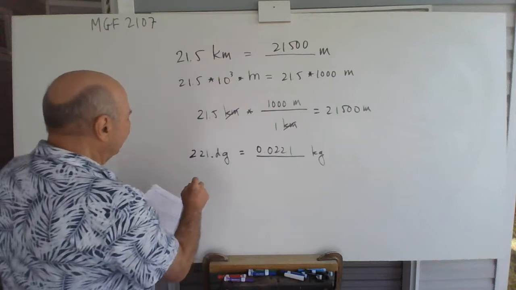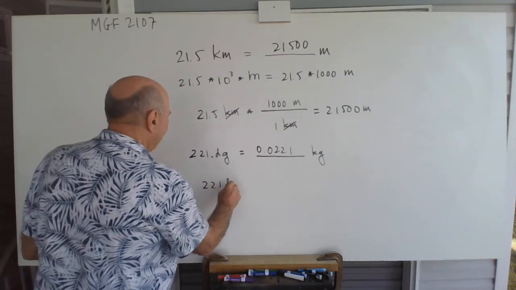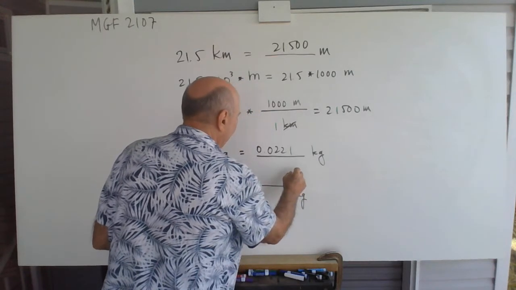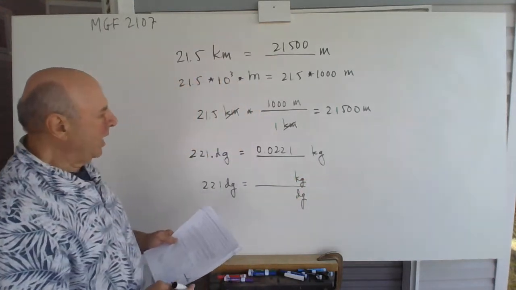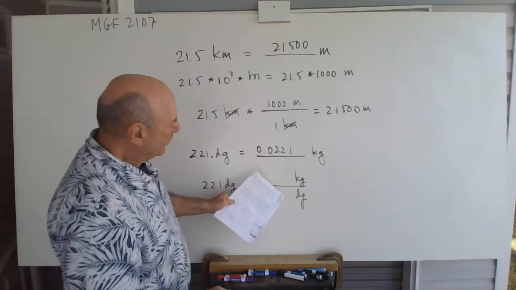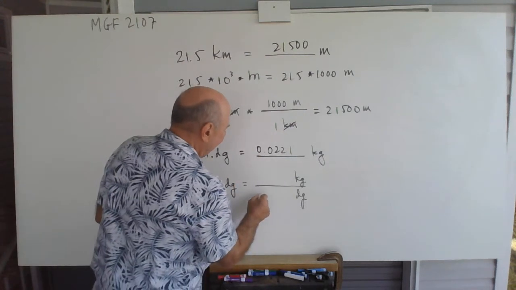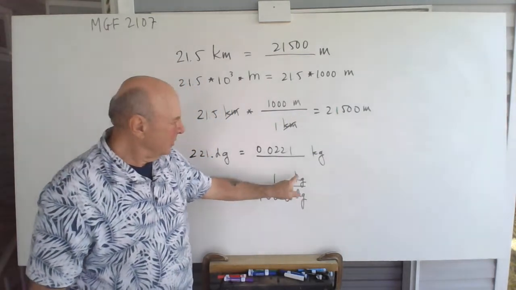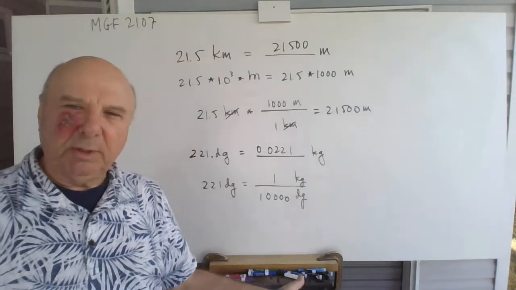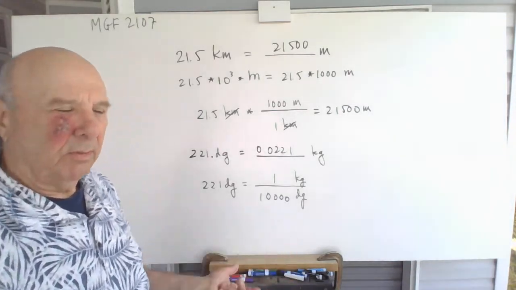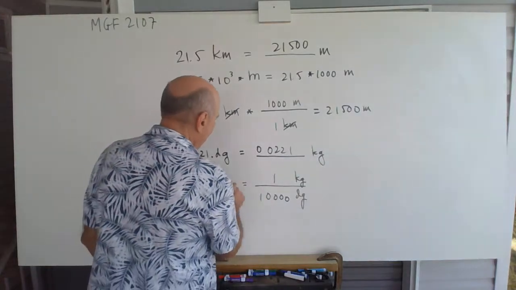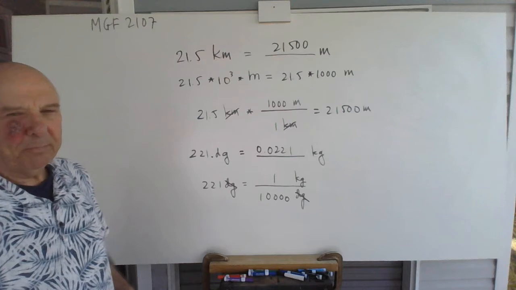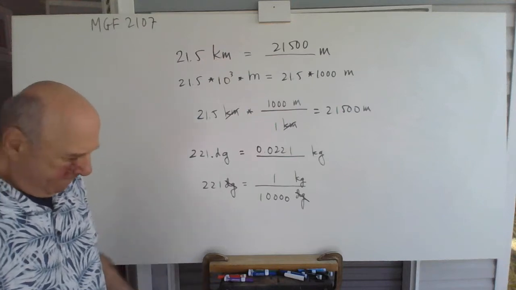To use the unit fractions, I would do it this way. I would put decigrams in the denominator and kilograms in the numerator, and I would know that to go from decigrams to kilograms, there's 10,000. See, this is the smaller dimension. This is the larger, so there's more smaller ones than there are larger ones. So it's dividing by 10,000, which means move the decimal place 4 places to the left. Okay?